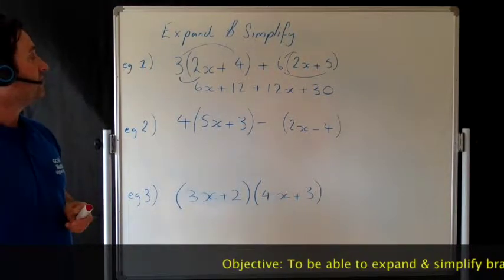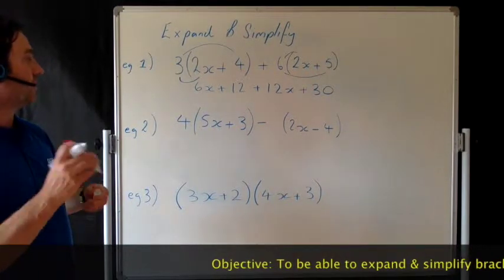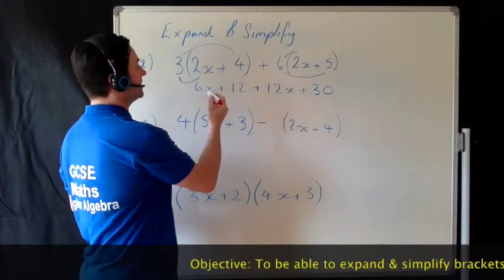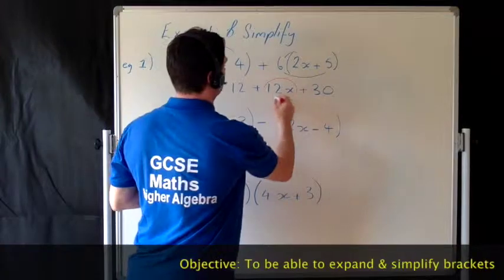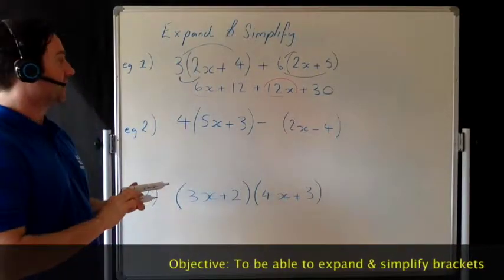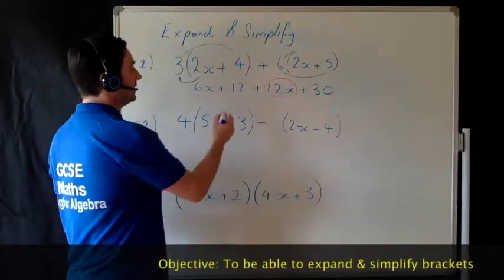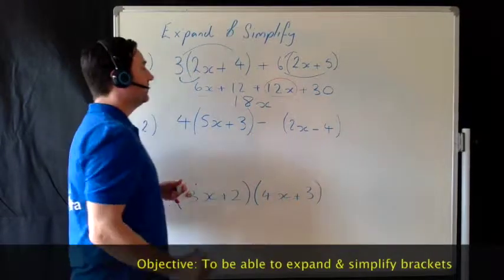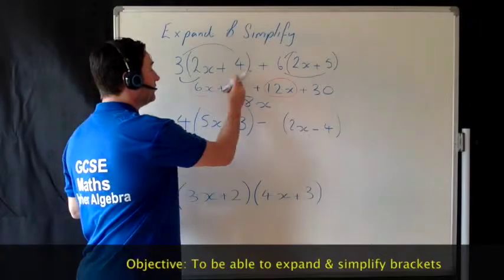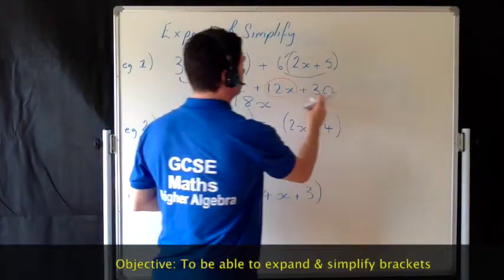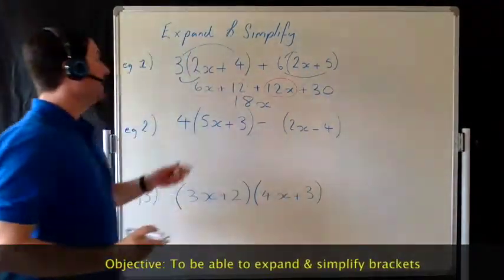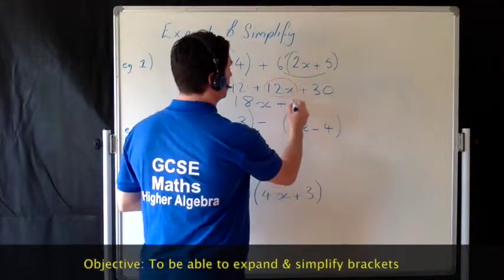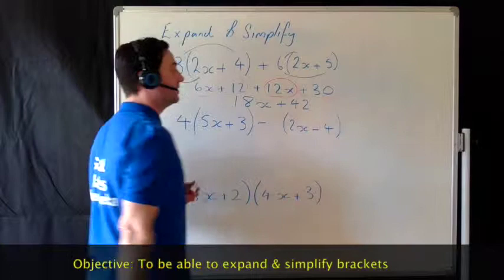We've now got to simplify them. So we need to group the terms together. The first ones we can obviously group. If you look at the 6x there and the 12x there, they can be grouped together. 6x add 12x gives me 18x. And then we can group together the 12 and we can group together the 30, which gives us 42. So 18x plus 42.